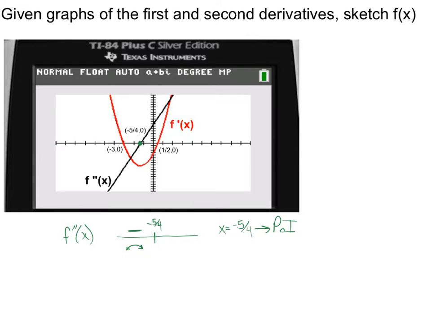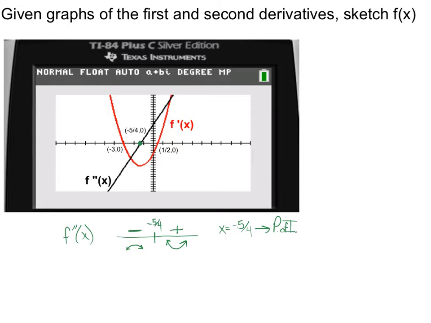What's the abbreviation I wrote after the arrow? Oh, point of inflection. Sorry, I was just abbreviating. Point of inflection. Okay. To the right of negative 5/4, our second derivative is positive, which means we are concave up. All right? So remember, concave down looks like a frown, concave up looks like a cup. It's an easy way to remember it.